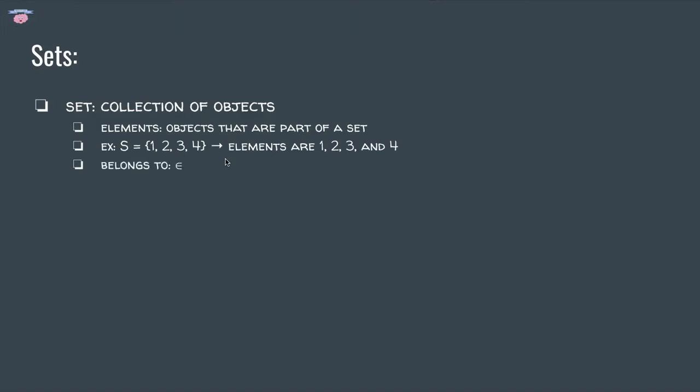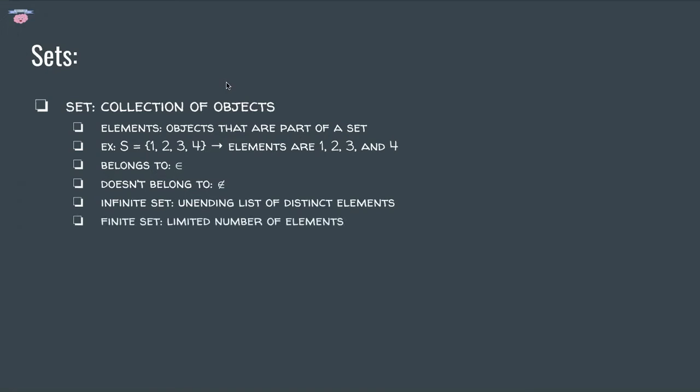Belongs to is a certain symbol. It's written as this, shown here. Doesn't belong to is the belongs to sign with a slash through it. So for example, 1 belongs to S. 5 does not belong to S. An infinite set is an unending list of distinct elements. On the other hand, a finite set is a limited number of elements. S is a finite set because it only has 4 elements.